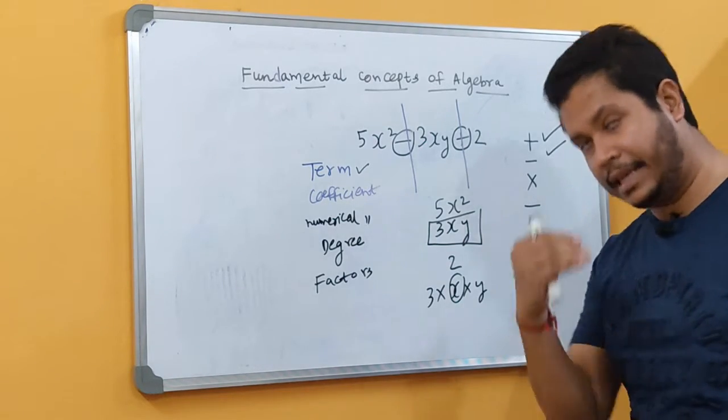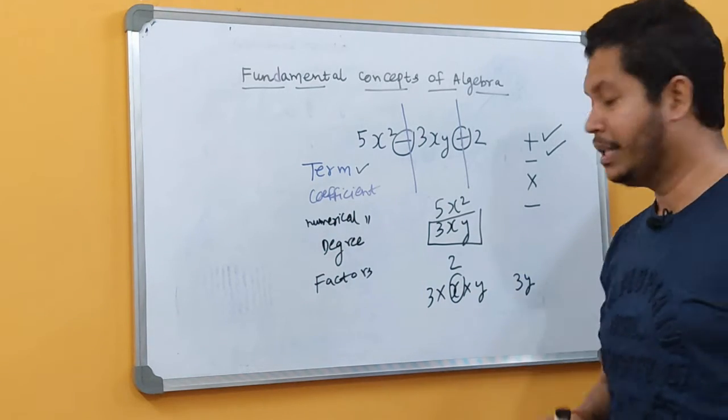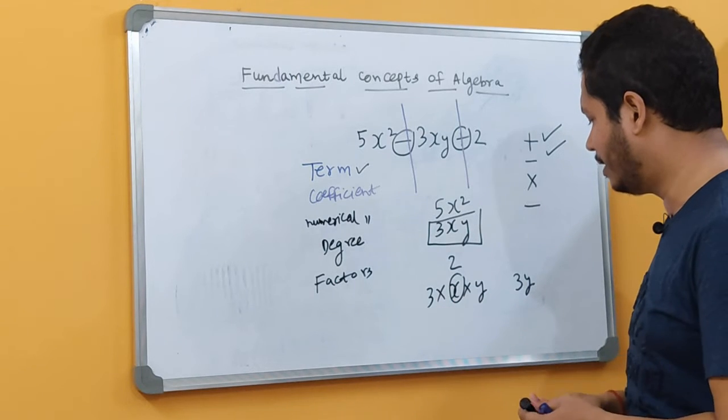In the same way, if I ask what the coefficient of y in this term is going to be, you will see what other things are there in multiplication other than y.